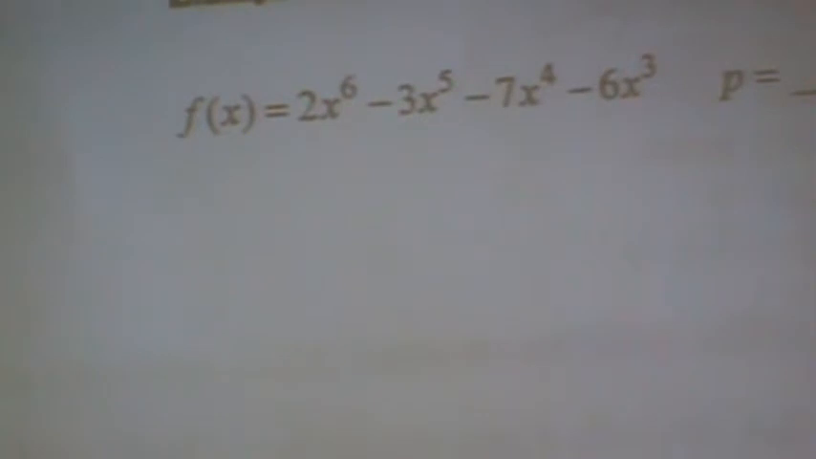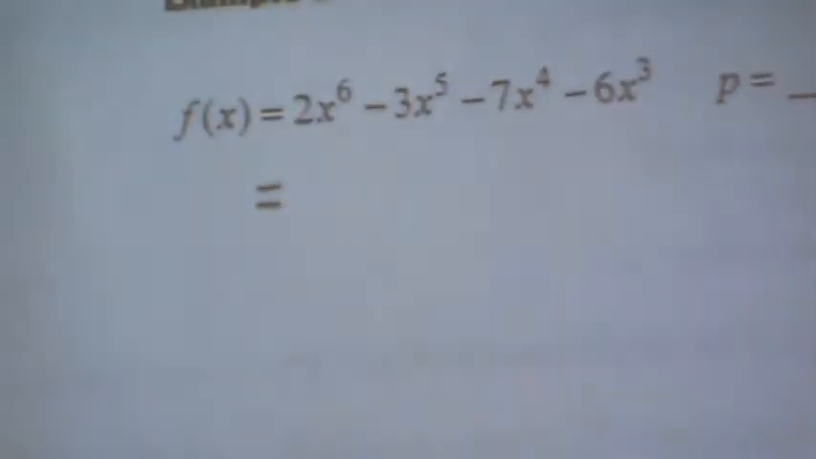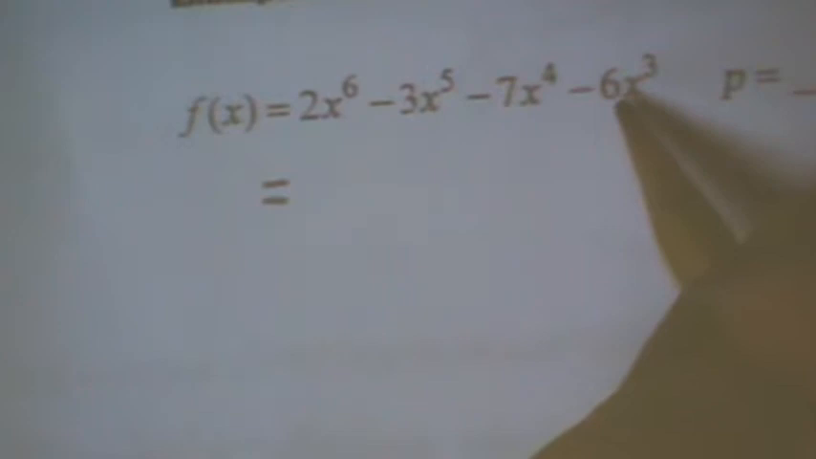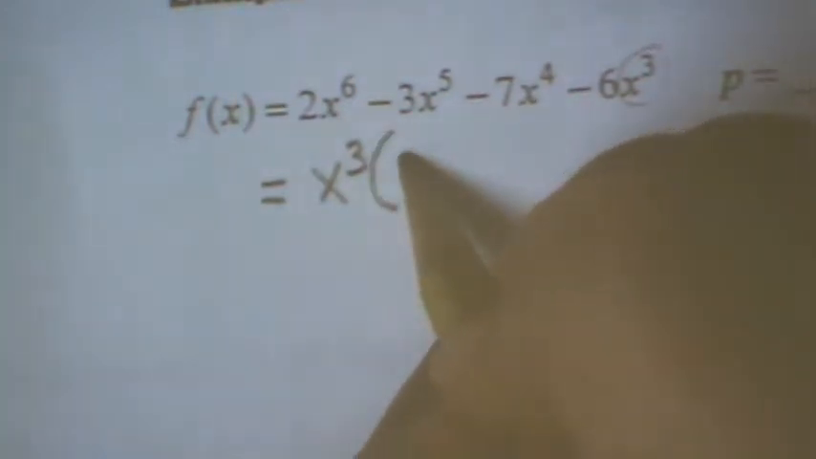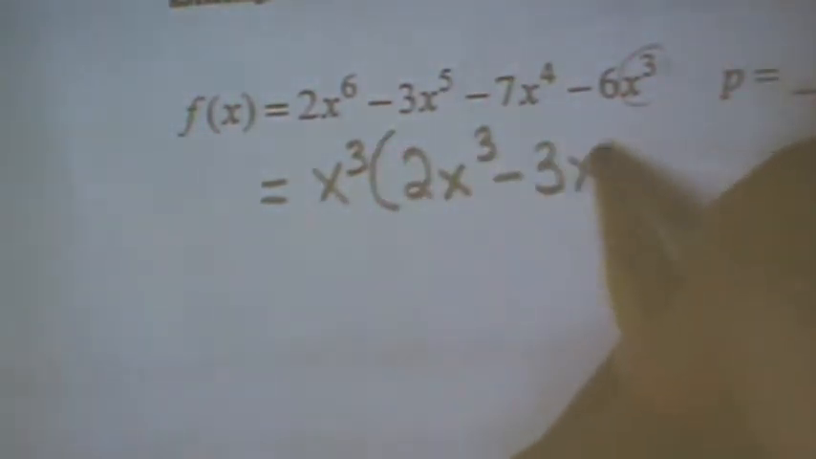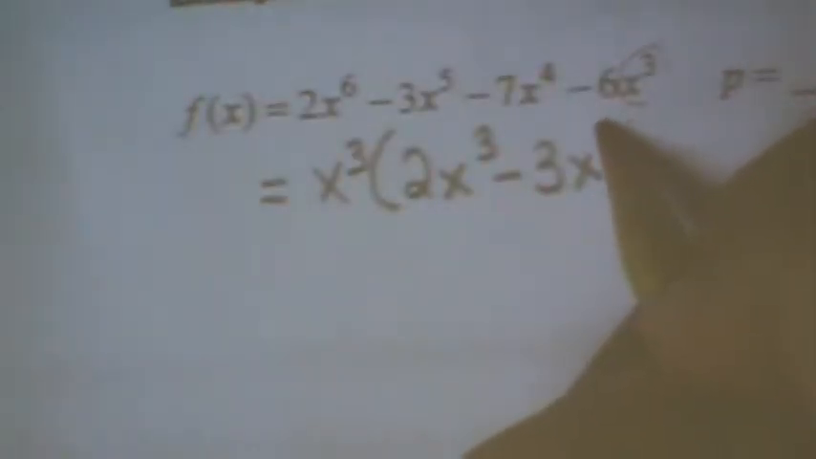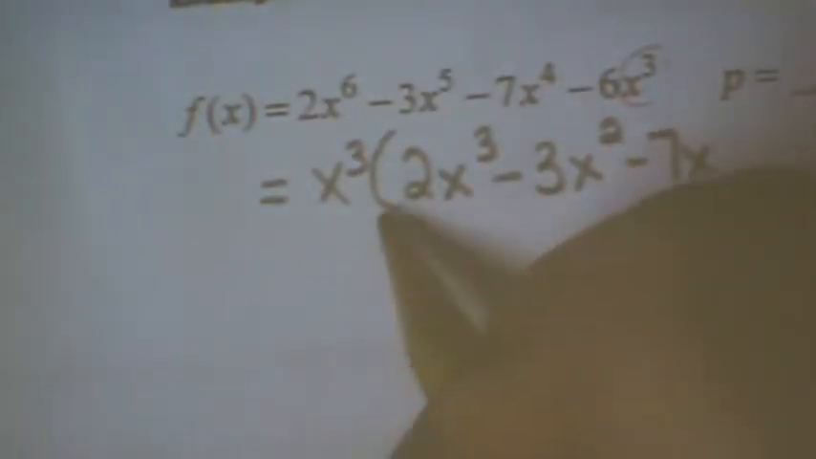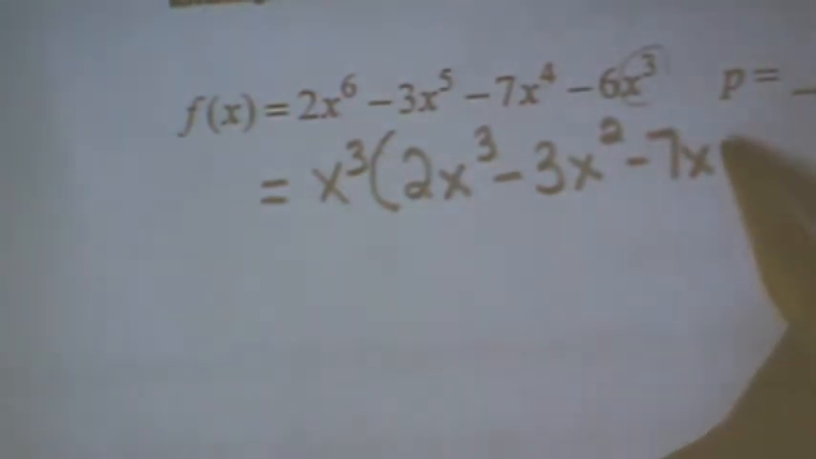Does anyone know what the p-value is right now? Nope. P is not going to ever be 0. It's going to be -6, but I don't see a -6 by itself. So take out 3x. You have 3 x's here that you can factor out. So if you don't see a constant, you take whatever x's is on the last term.